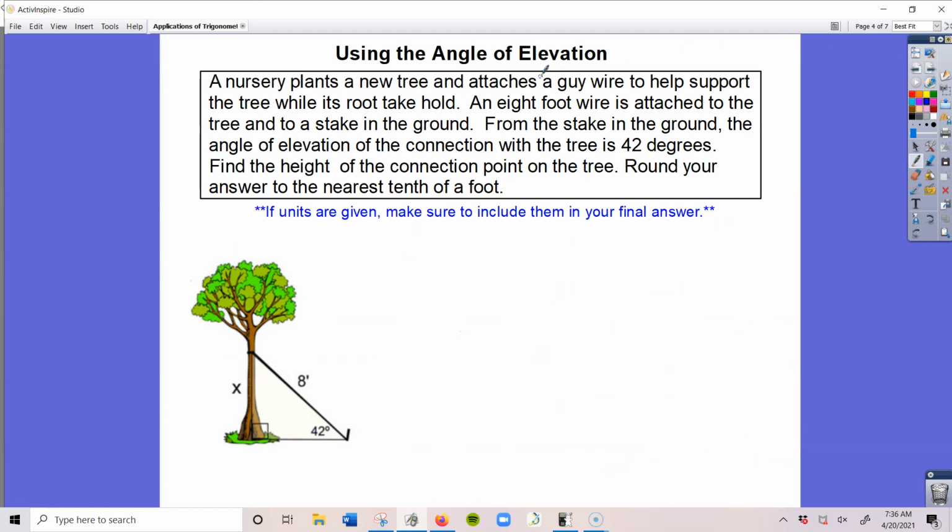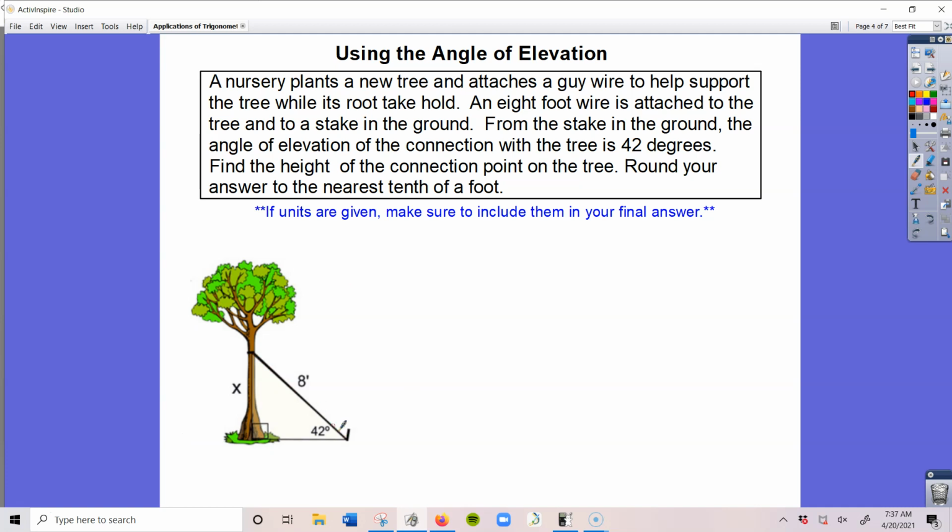A nursery plants a new tree and attaches a guy wire to help support the tree while its root takes hold. An 8-foot wire is attached to the tree to a stake on the ground. From the stake in the ground, the angle of elevation of the connection with the tree is 42 degrees. Find the height of the connection point on the tree and round your answer to the nearest tenth of a foot. So here we have a diagram that represents that scenario.